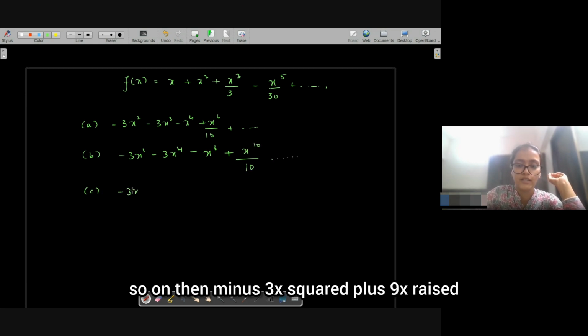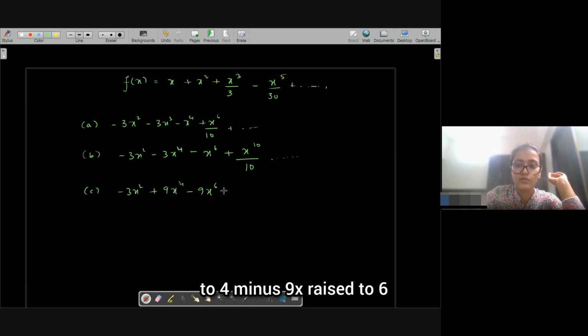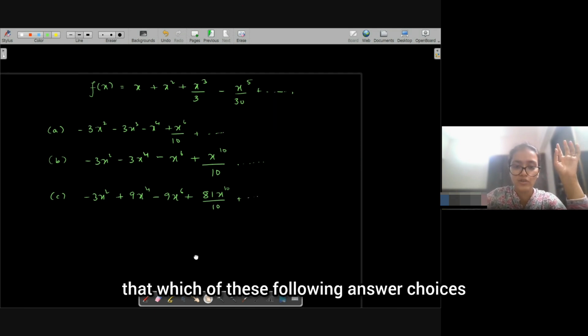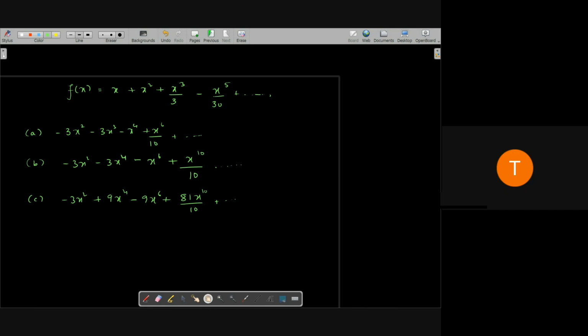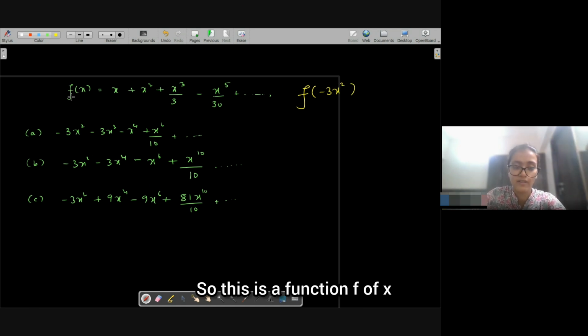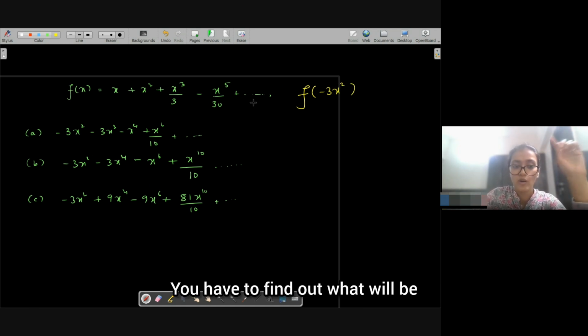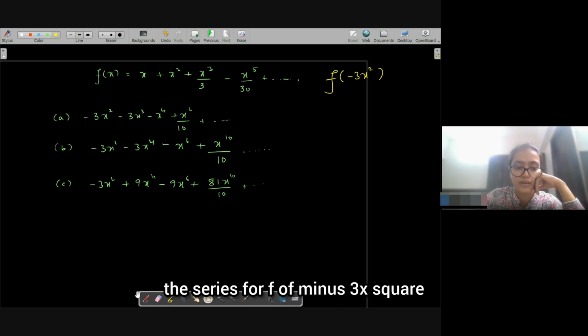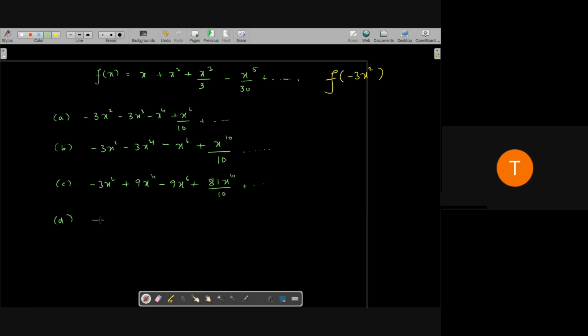Then minus 3x square plus 9x raised to 4 minus 9x raised to 6 plus 81x raised to 10 over 10 plus so on. You have to tell which of these following answer choices, I write one more, represent f of minus 3x square. So this is a function f of x. You have to find out what will be the series for f of minus 3x square out of these 4 answer choices. I'm writing the 4th one.